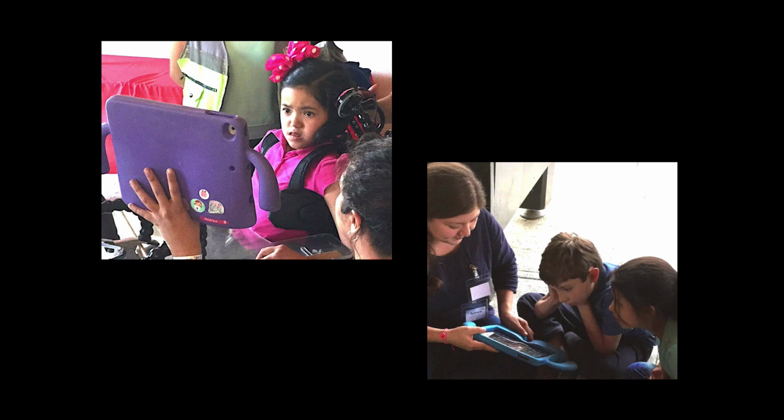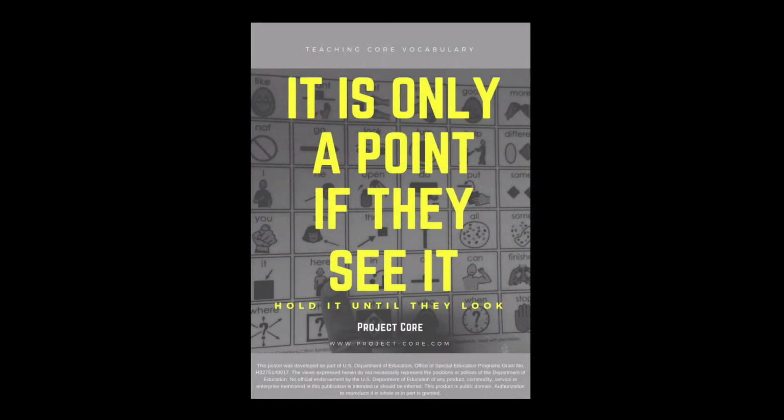When providing aided language input, keep in mind that students have to see you point. If they can't see, they have to feel the symbols you are using or hear the word as you scan to it on their AAC system. Help each other remember that it is only a point if the student sees you doing it.